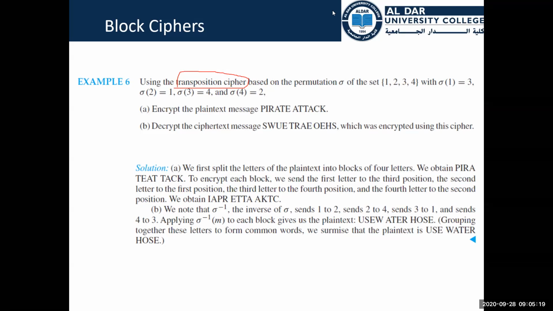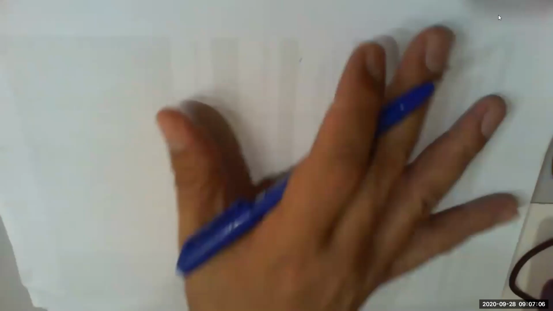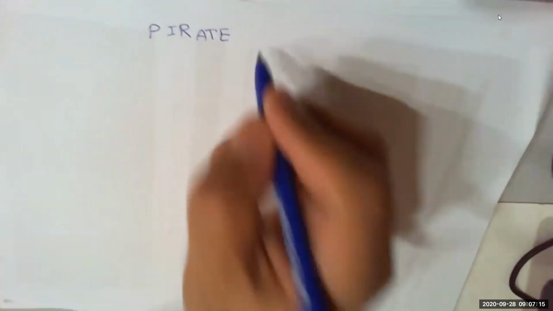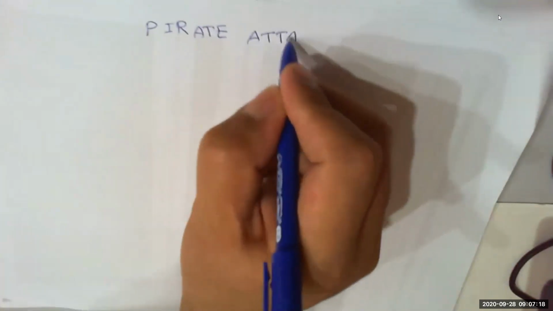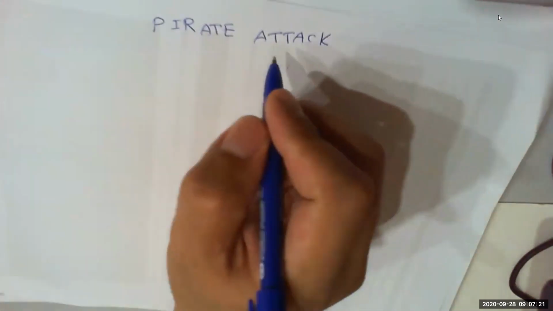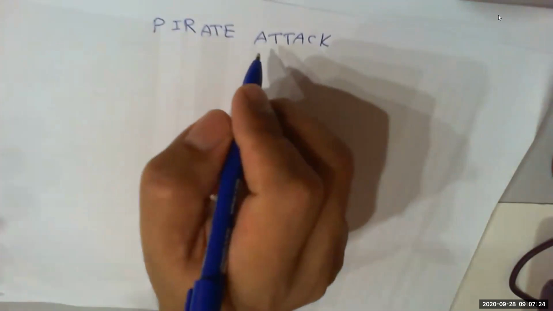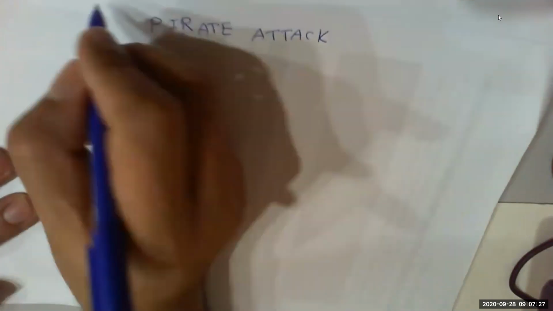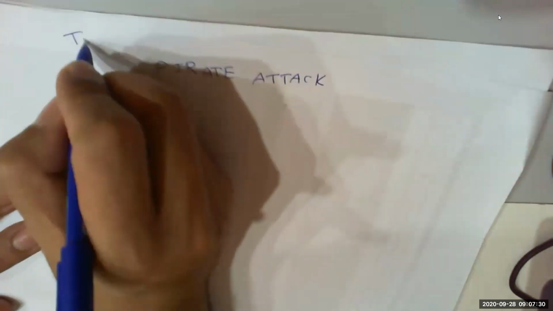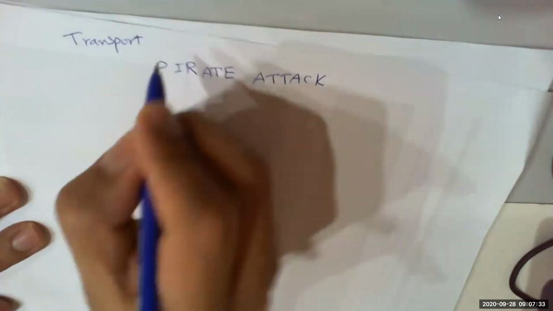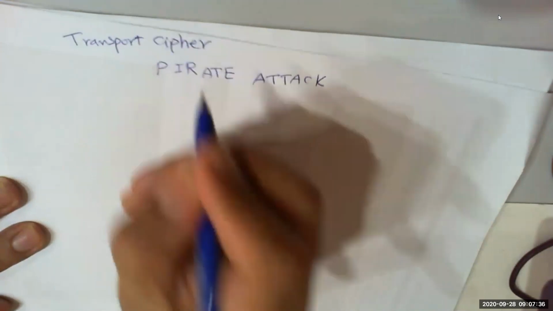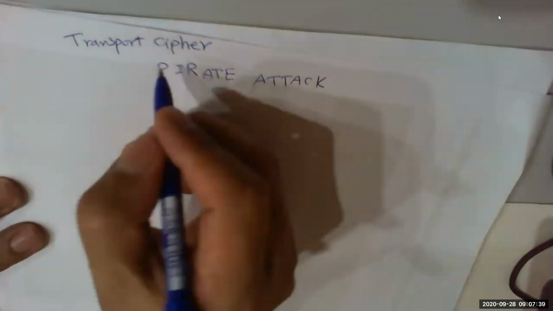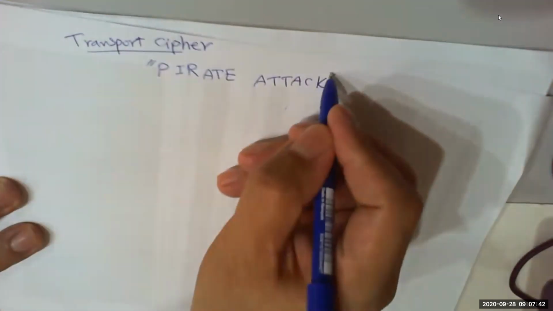So, for example, if I have letters like "pirate attack" and I want to encrypt these letters with the transposition cipher, what will happen?